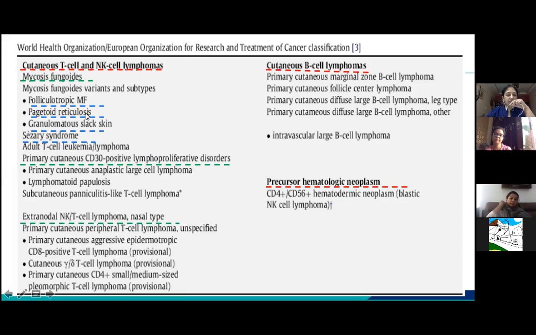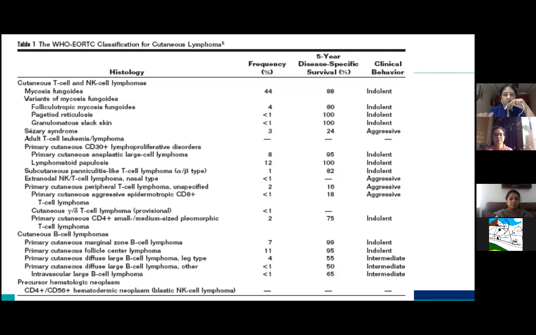Further, even mycosis fungoides has a lot of subtypes. It is sometimes important to recognize these subtypes. So it can be either folliculotropic mycosis fungoides, pagetoid reticulosis, or granulomatous slack skin, or it can be Sézary syndrome. Similarly, primary cutaneous B-cell lymphomas also have a lot of subtypes, like marginal zone lymphoma, follicular center lymphoma. There is a separate category which is called primary cutaneous DLBCL of leg type, and then there is intravascular large B-cell lymphoma.